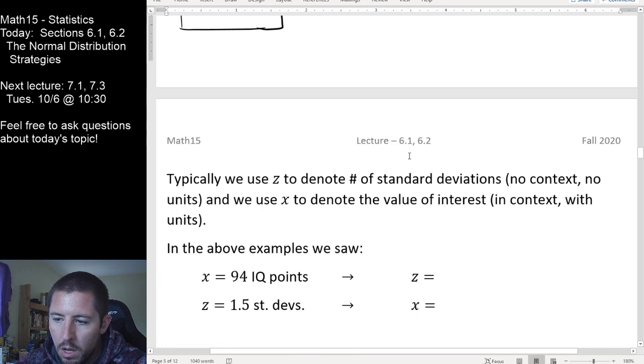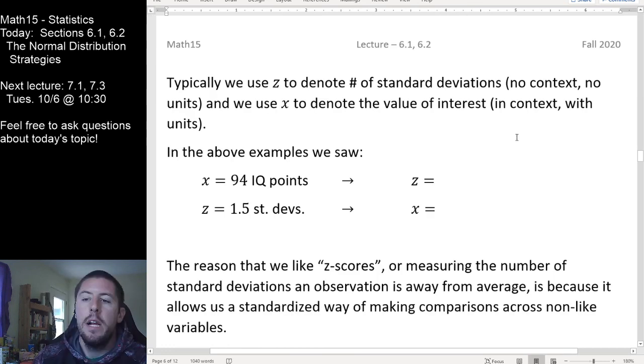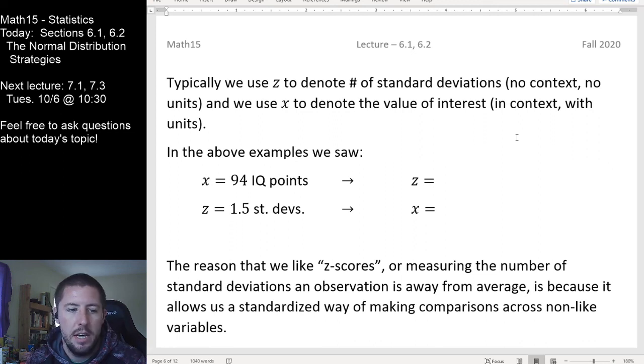So I'm just formalizing what we just said right here. Typically, we use z to denote the number of standard deviations. No context of the problem, no units. It's just number of standard deviations. And we use x to denote the value of interest in the context of the problem with units. So x is truly what we observed. I am 68 inches. That person wears a size 10 shoe, versus saying Shaq is 6.3 standard deviations above average in height. It's just a count of standard deviations.